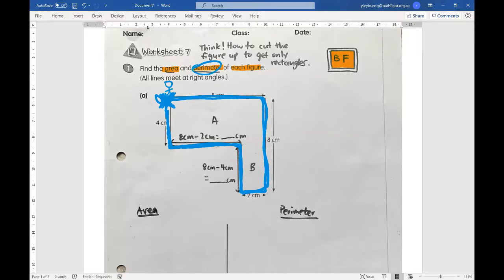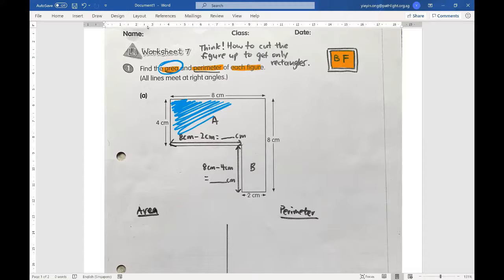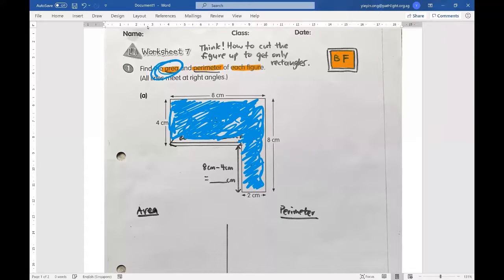Okay, then what about area? Remember, area is the amount of space that is occupied, that is covered by the figure. So area is when you shade the amount of space that this composite figure takes up. So this whole giant rectangle and another rectangle. This whole figure takes up this amount of space and we call it the area.